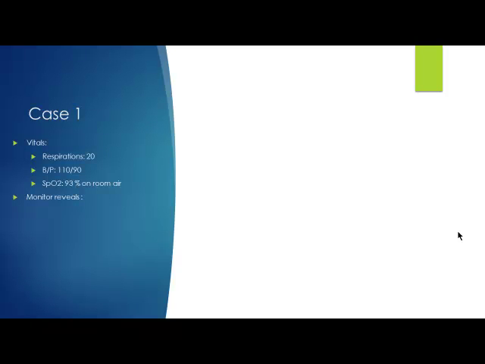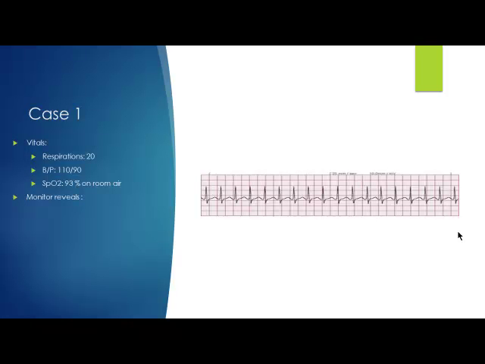All right, respirations are 20. Blood pressure is 110 over 90. SpO2 is 93% on room air. All right. I know it's kind of tough to see here. You've got a 6-second strip there. All right. So the first thing is rate. About 165, 170.